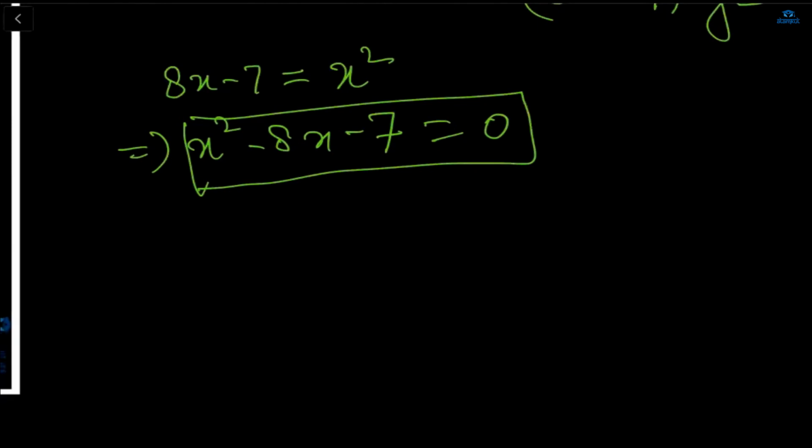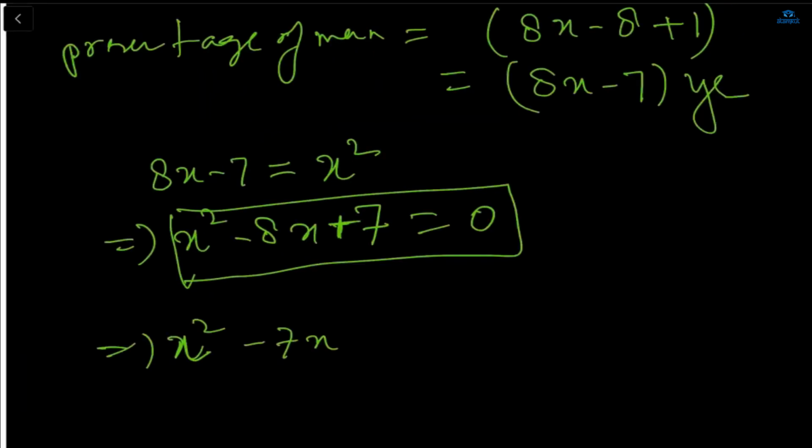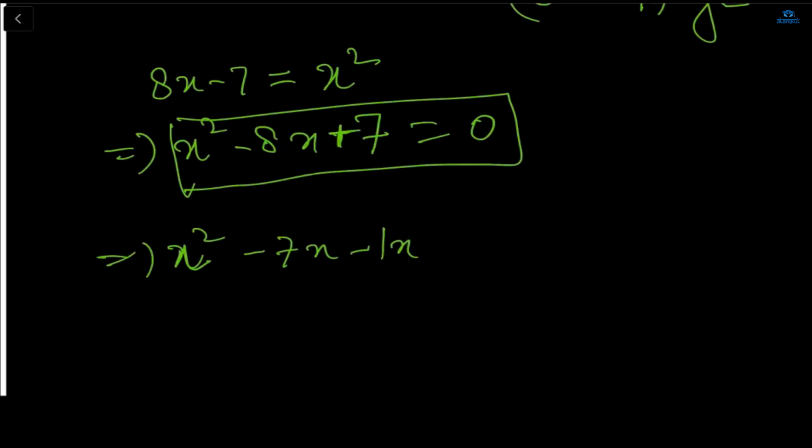Actually, 8 you need it, so it will be x square, minus 7x, is it not, it will be plus, that's why. Okay, 7x minus 1x plus 7 is equal to 0.